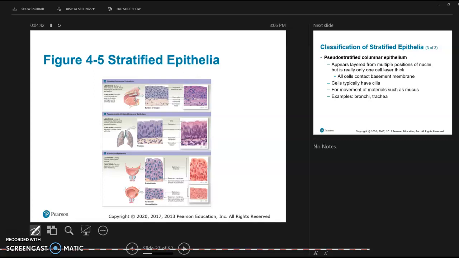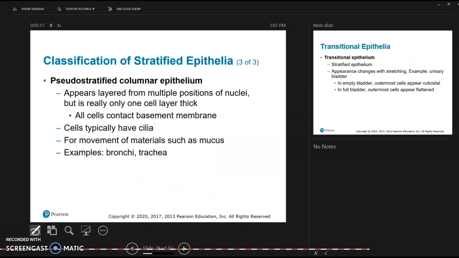And then we have transitional epithelial tissue, which you find lining the urinary bladder. This tissue is designed to expand or stretch and then recoil. So when the bladder is empty, the cells look more cuboidal shaped. But when the bladder is full and the tissue is stretched, the cells, especially along the apical portion, look very flattened. They look to be squamous. So they change shape based on stretching, and that's transitional.